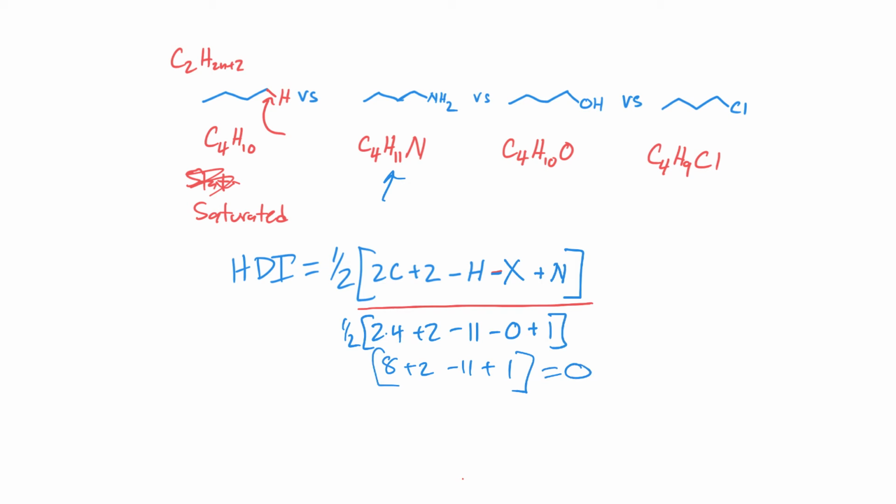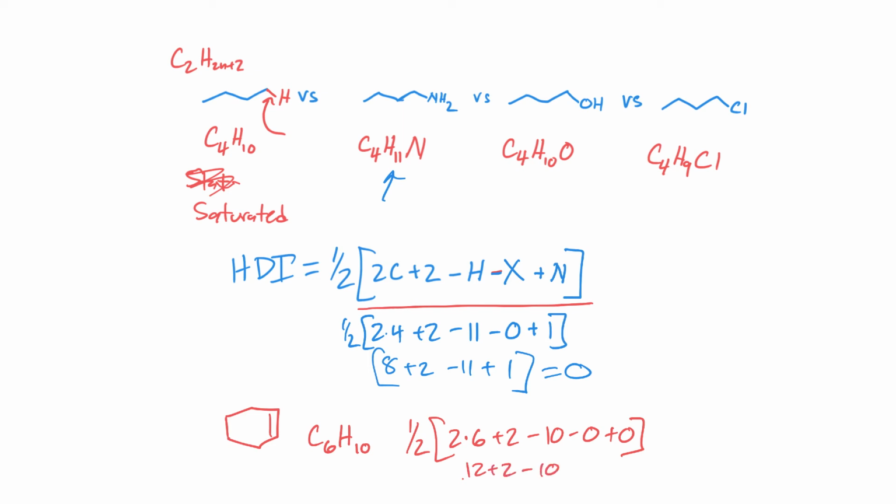If you remember the formula for cyclohexene, C6H10, let's use that formula now in our HDI calculation. So 1/2, 2 times the number of carbons, which is 6, plus 2, minus the number of H's, 10, minus the number of halogens, 0, plus the number of nitrogens, 0. We add that up, we get 12 plus 2 minus 10 equals 4, times 1/2 equals 2.